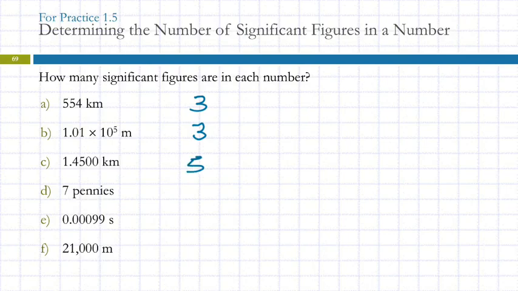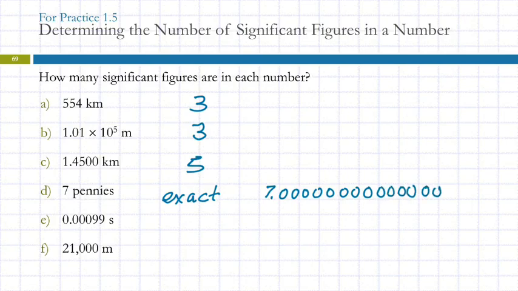7 pennies. Is it 1? It's exact. Okay? That's an exact number. You can count 7 pennies, and there is no uncertainty. So if we needed to know, well, how many digits could we express that to? I could write 7.000000. Stop me when we get to where we're uncertain. You could just keep going forever, right? So it's an exact number or an infinite number of significant figures. Okay?